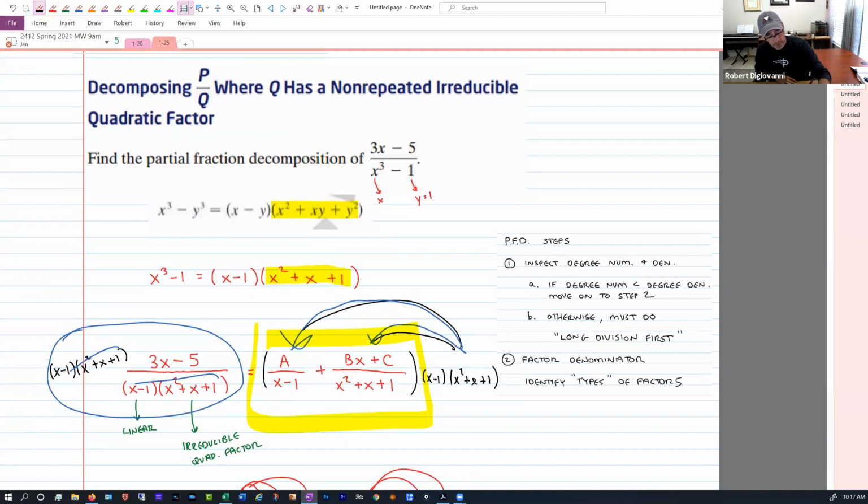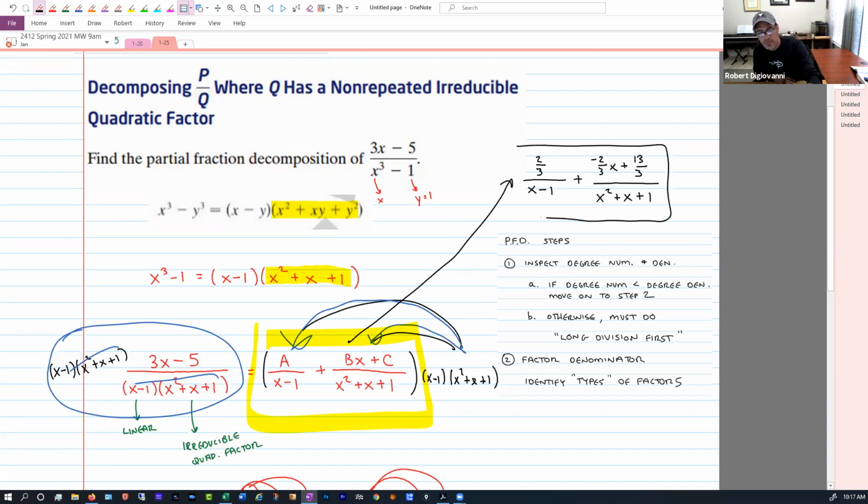All right, it's going to look weird. Watch me write this. Okay, A is 2/3. So watch the way I write this. 2/3 over x minus 1 plus B is -2/3, -2/3 x plus C, which is 13/3, all over x squared plus x plus 1. I know that that looks weird, but trust me, in calculus, that's the way we're going to write it. So that's the A, the B, and the C being replaced with the 3 answers we got.